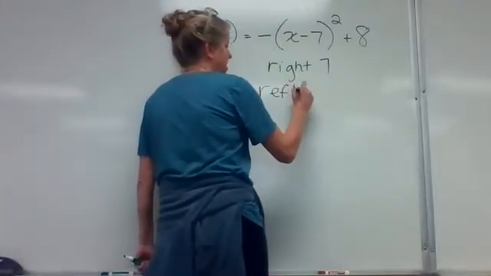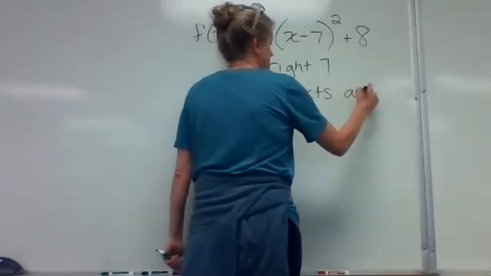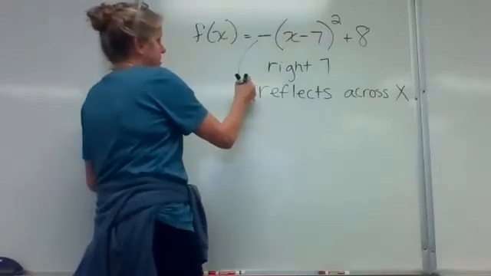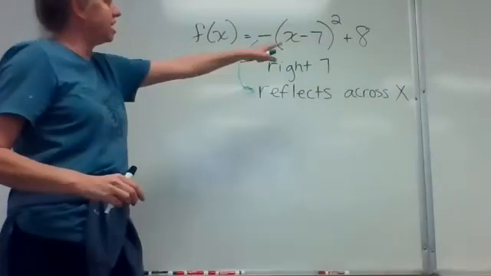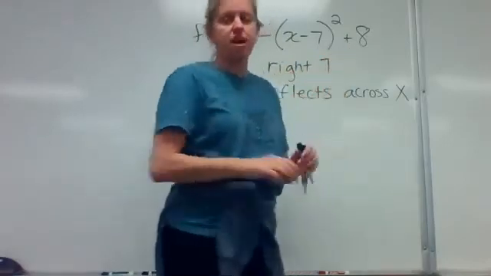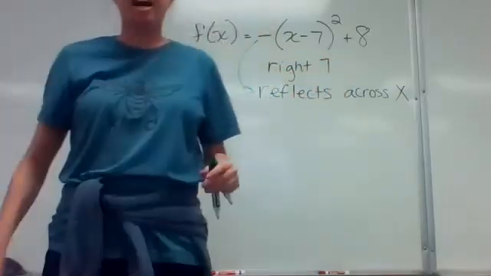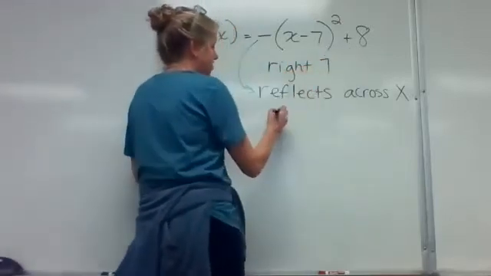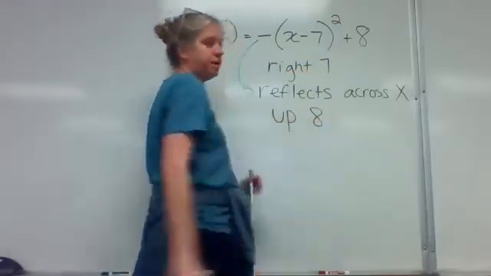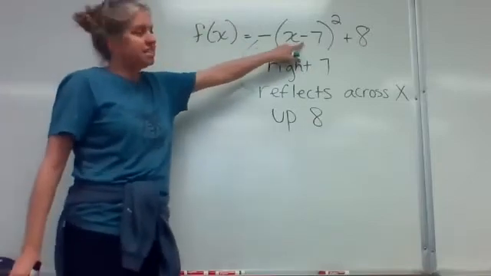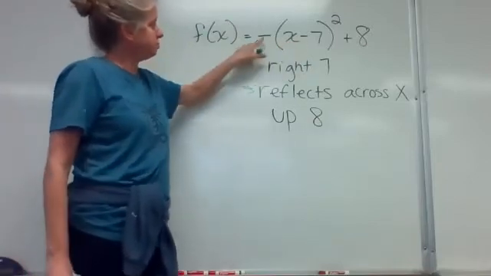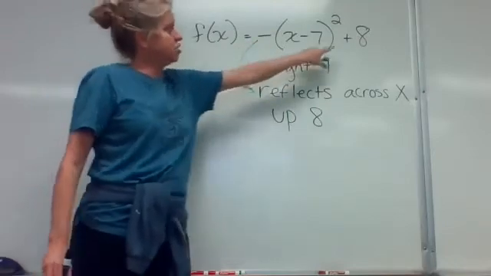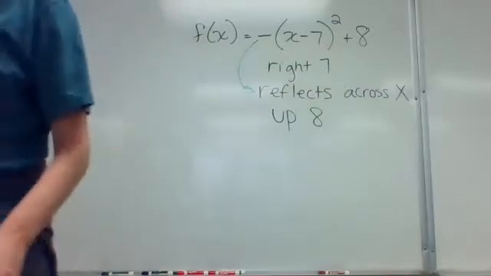So it reflects across the x, okay, because of that. And then the vertical shift. The up and down shift is your outside number. So my outside number is +8 when I go with that sign. So you would go up 8. So to the right 7 from the inside shift, reflects across the x-axis from this negative, and then shifts up 8 because of that outside number.